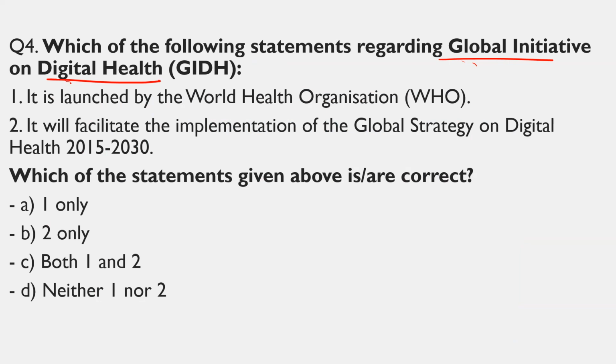Now, what is this exactly? First statement, it is launched by WHO. Totally correct. This initiative has been launched by WHO. Second statement is it will facilitate the implementation of Global Strategy on Digital Health 2015. Correct, but the time given here is wrong. The implementation of Global Strategy on Digital Health has the timeline of 2020 to 25. The second statement is written wrong. So the answer for this question is A only.